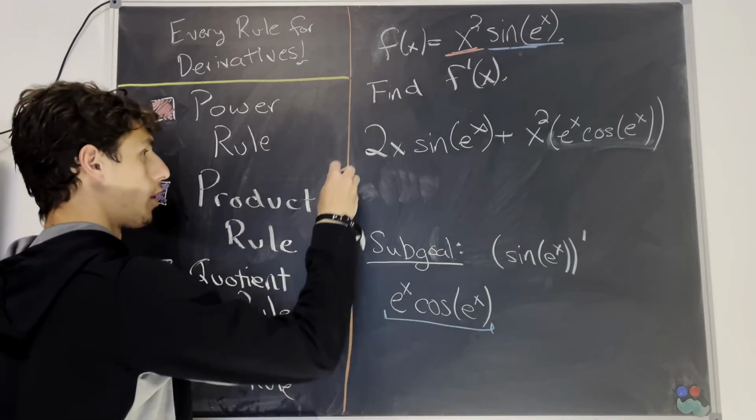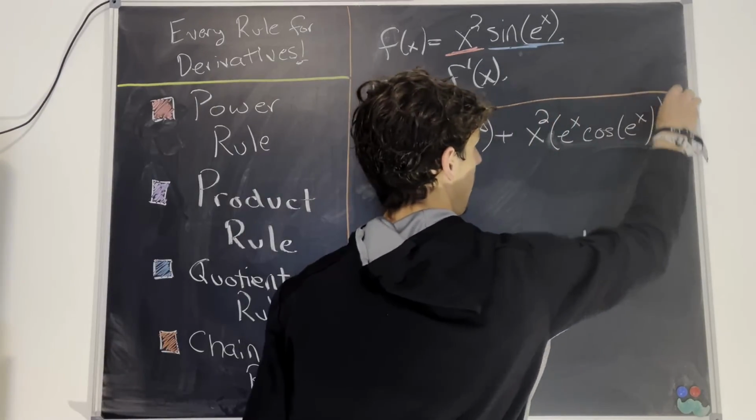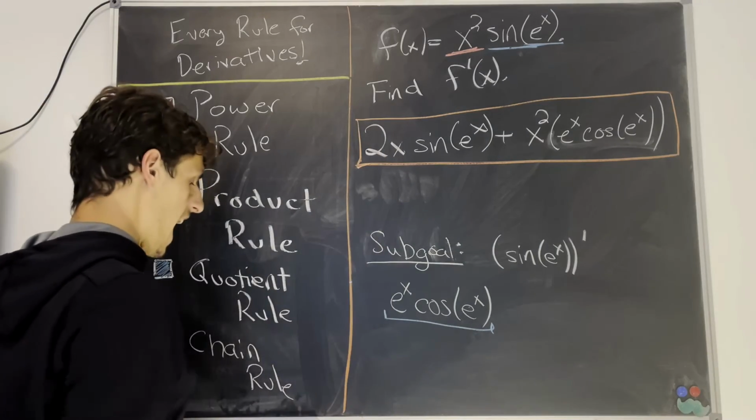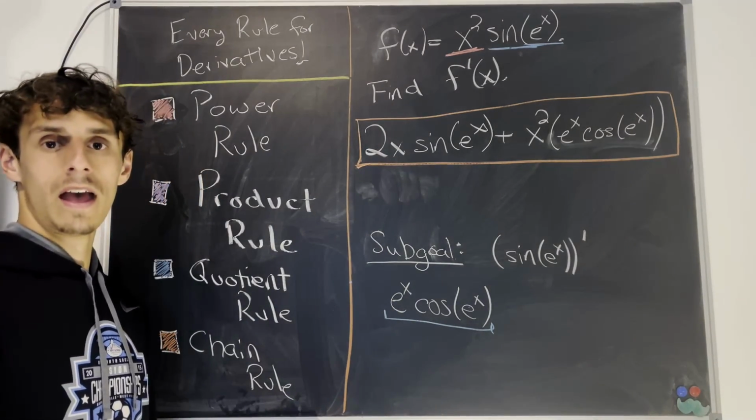And now by using the product rule and the chain rule, we have our total derivative for f of x. And that's enough for now.